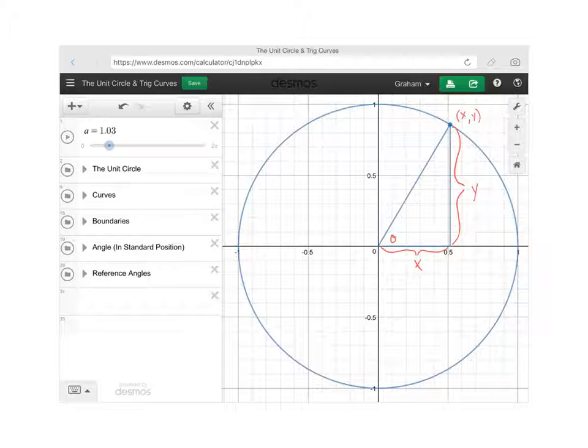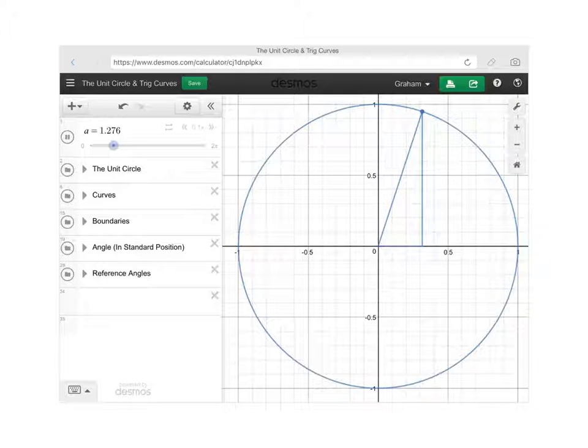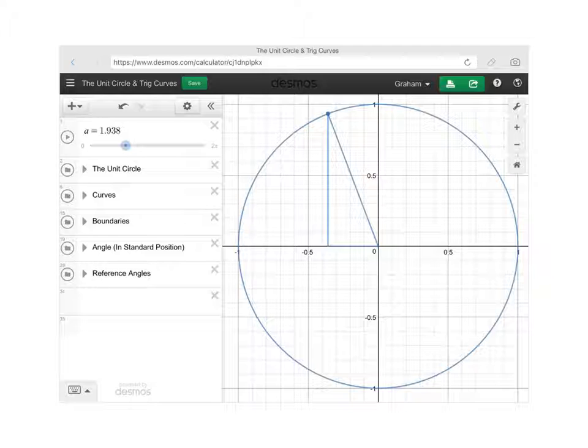So let me clear those, and let's hit play on this. All right, it's going to keep moving around. And what we notice is now that it's moved into the second quadrant, something has changed. Specifically, our x values in this quadrant are negative. So if we were to identify the length of these segments now, that would be negative x. This doesn't really change. This is still just y. So if we were to set up this ordered pair, it would be negative x and y.